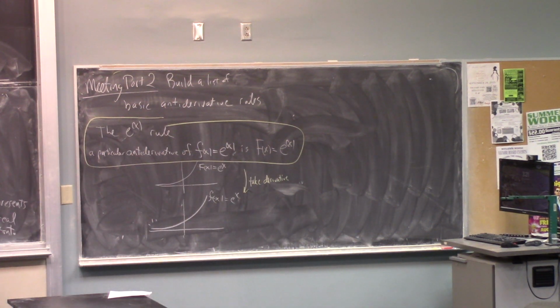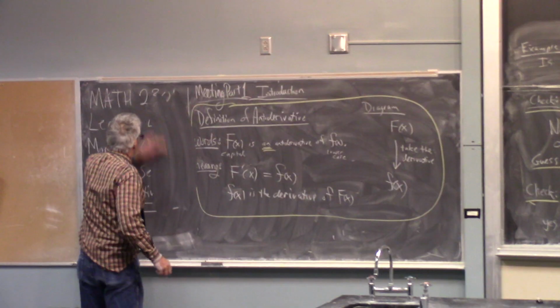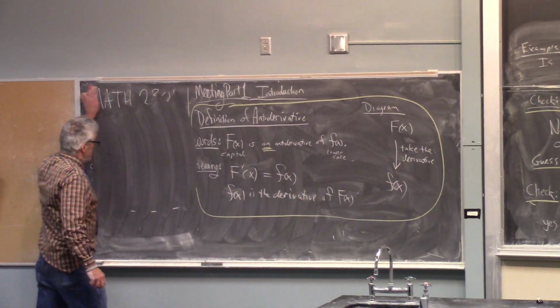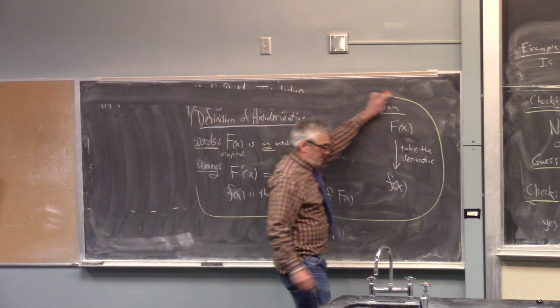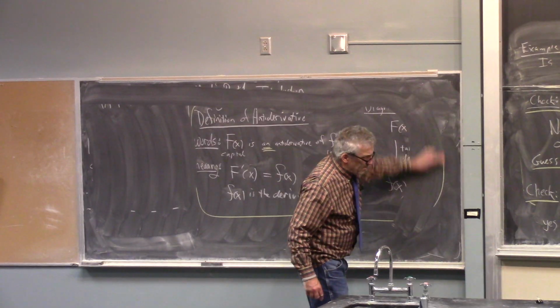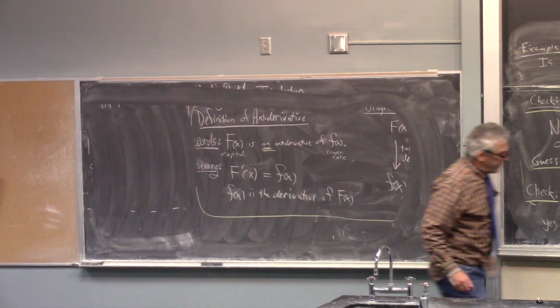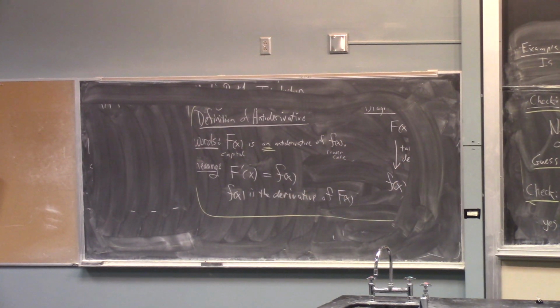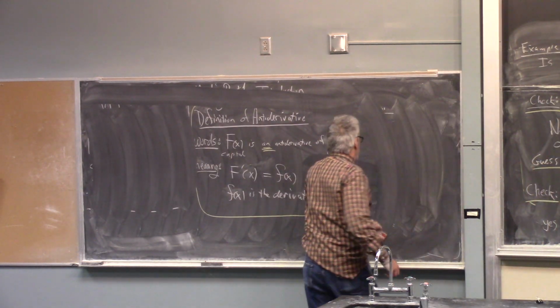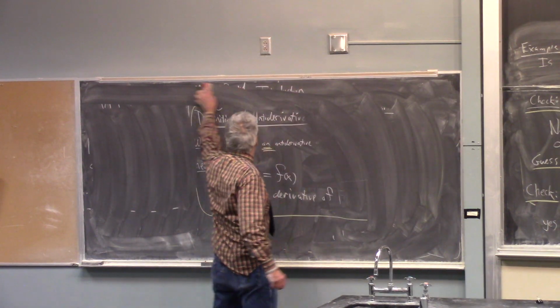All right, now let's keep going. Oh, I'm going to do this all over here. No, I'm going to do it over here. Find an antiderivative of e to the kx.